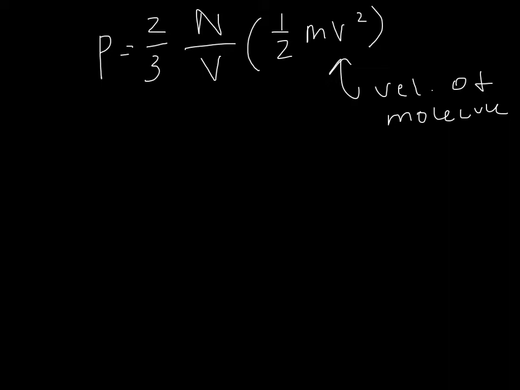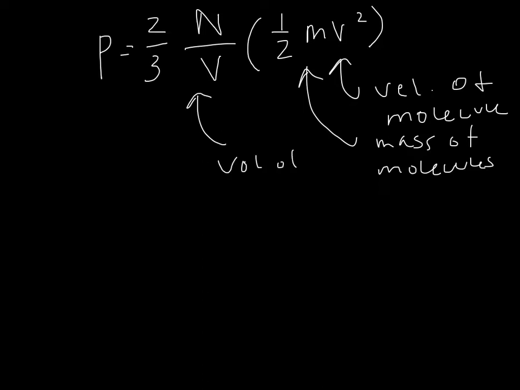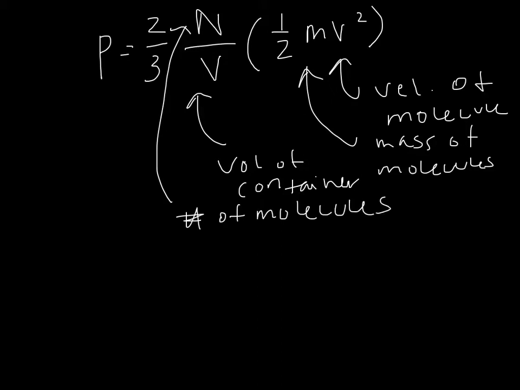This is the mass of the molecules. This is the volume of the container. And N is the number of molecules. And P is pressure.